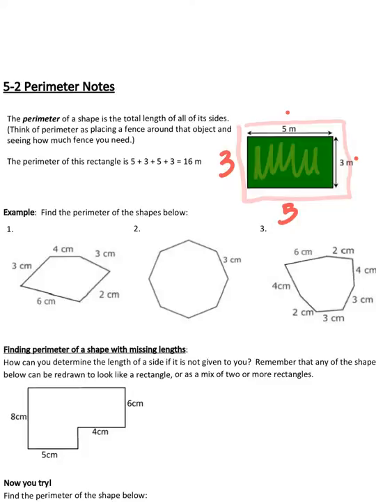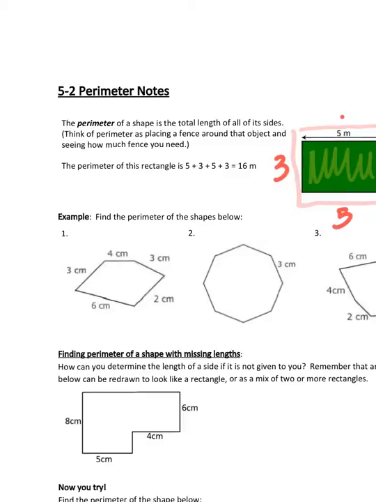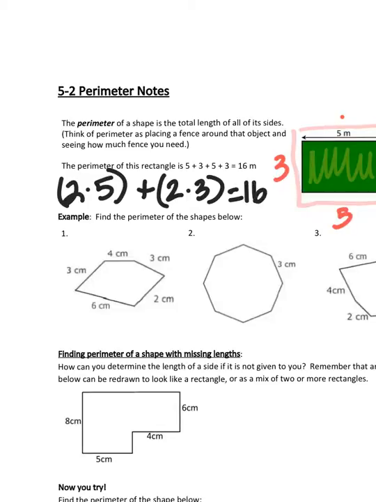So you can either do 5 plus 3 plus 5 plus 3, or you could do 2 times the length plus 2 times the width, okay? And you would still get the same thing. You get 16. So in the examples below, you just need to add those up. So we've got all of our sides taken care of here. So we've got 6 plus 3 is 9, plus 4 is 13, plus 3 is 16, plus another 2 would be 18 centimeters. And these are not going to be square anything. They're just straight, whatever the length is, whatever the units are, that's what you're going to use.